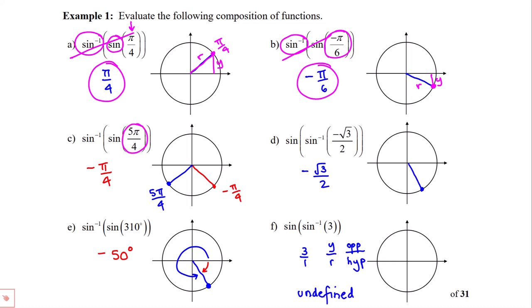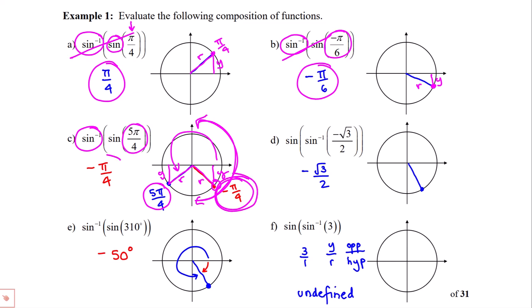5 pi over 4 is here. Sine of that is some y over r, but I can't go into the third quadrant for inverse sine. Inverse sine has to be between negative pi over 2 and pi over 2. Well, if I take negative pi over 4 over here, it has the same y, negative, and the same r. Since that's the only angle I'm allowed to use, now we can't cancel. We have to think.